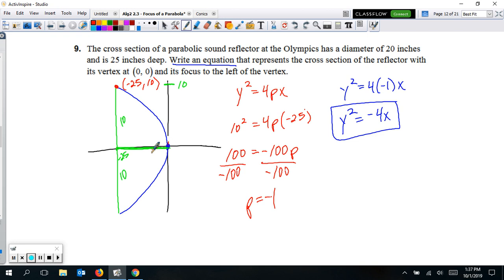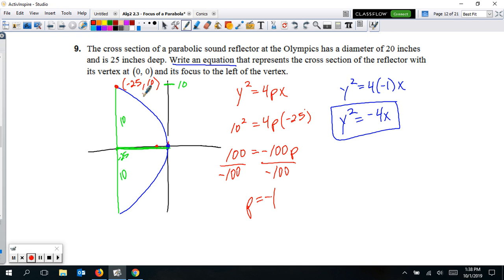Now, the other information it gives me is that the distance here is 20, okay? From here to here, the edge of this reflector is 20 across, so it's going to be 10 this way, 10 that way. And it's also going to be 25 out, because that's what it says here. It's 25 inches deep. So this from the vertex to here is 25, and then each way is 10. So I put a point here that I know is on this parabola. The point is -25 and +10.